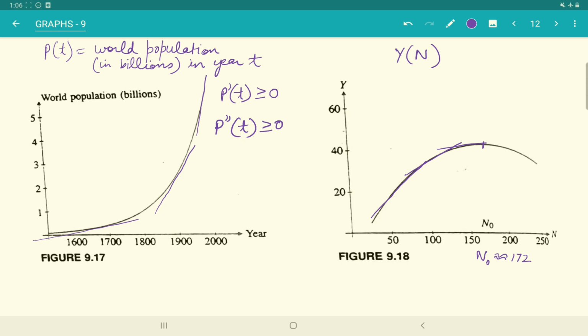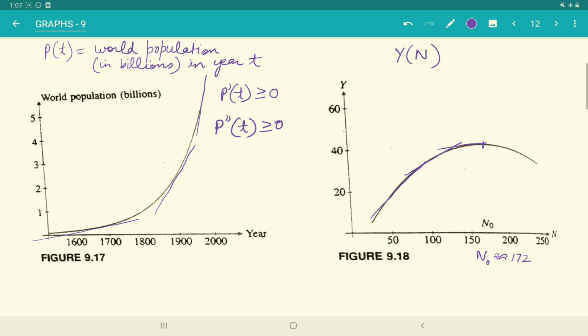And this is the time before we reach n naught. So I'll repeat this: before we reach n naught, as n is increasing, y is increasing, but it is increasing at a decreasing rate. That means before we reach n naught, increasing n by 1 unit is going to lead to less and less increase in y the larger n is.